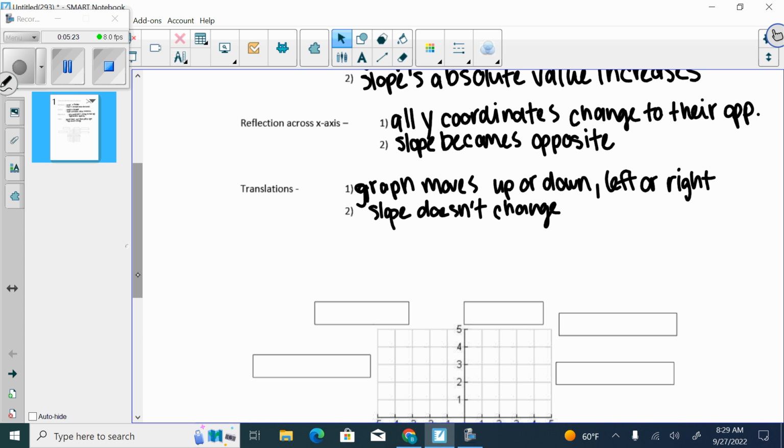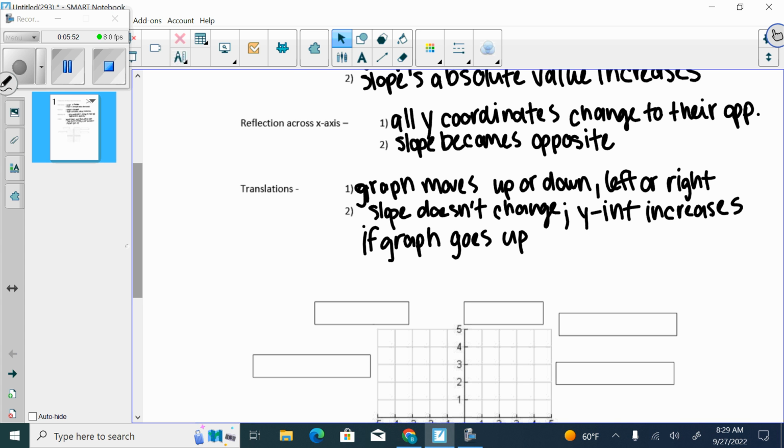And because your slope's not changing, that means this part must be making a change to the y-intercept, right? So here your y-intercept increases if your graph goes up. And it's going to decrease if your graph goes down.